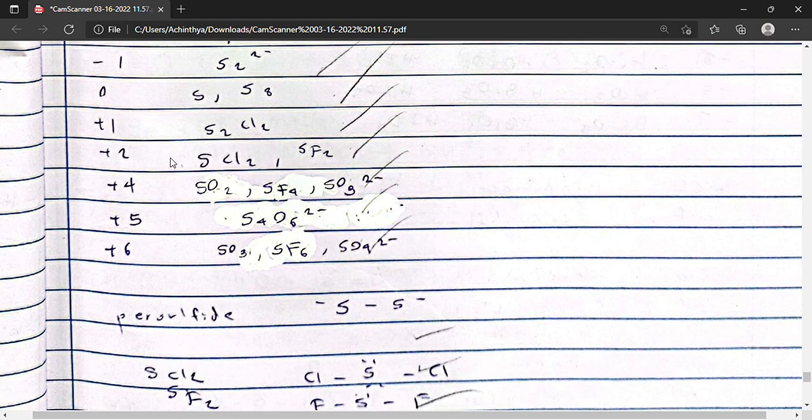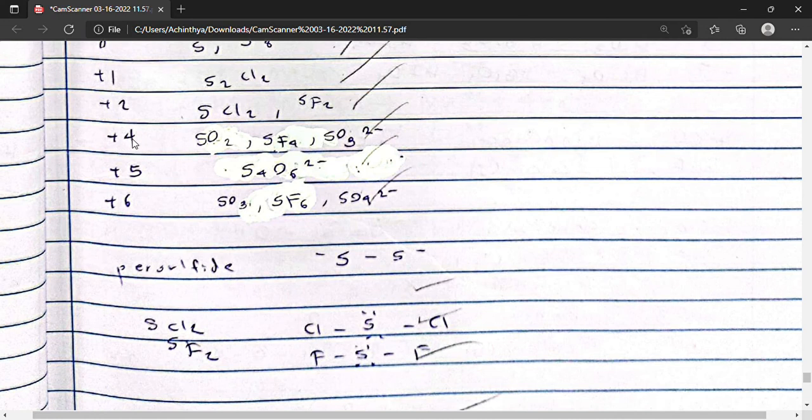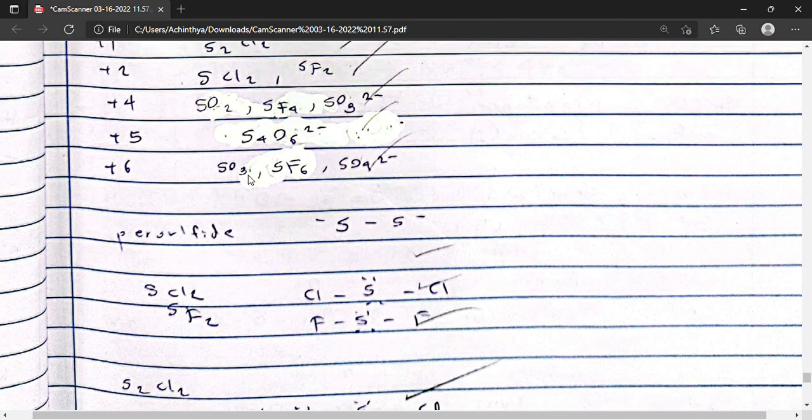It exists as +2 state in SCl2 and SF2, and it exists in +4 state in sulfur dioxide, sulfur tetrafluoride, and sulfite ion. It exists as +5 state in S4O6 2- and exists as +6 in sulfur trioxide, sulfur hexafluoride, and sulfate ion.